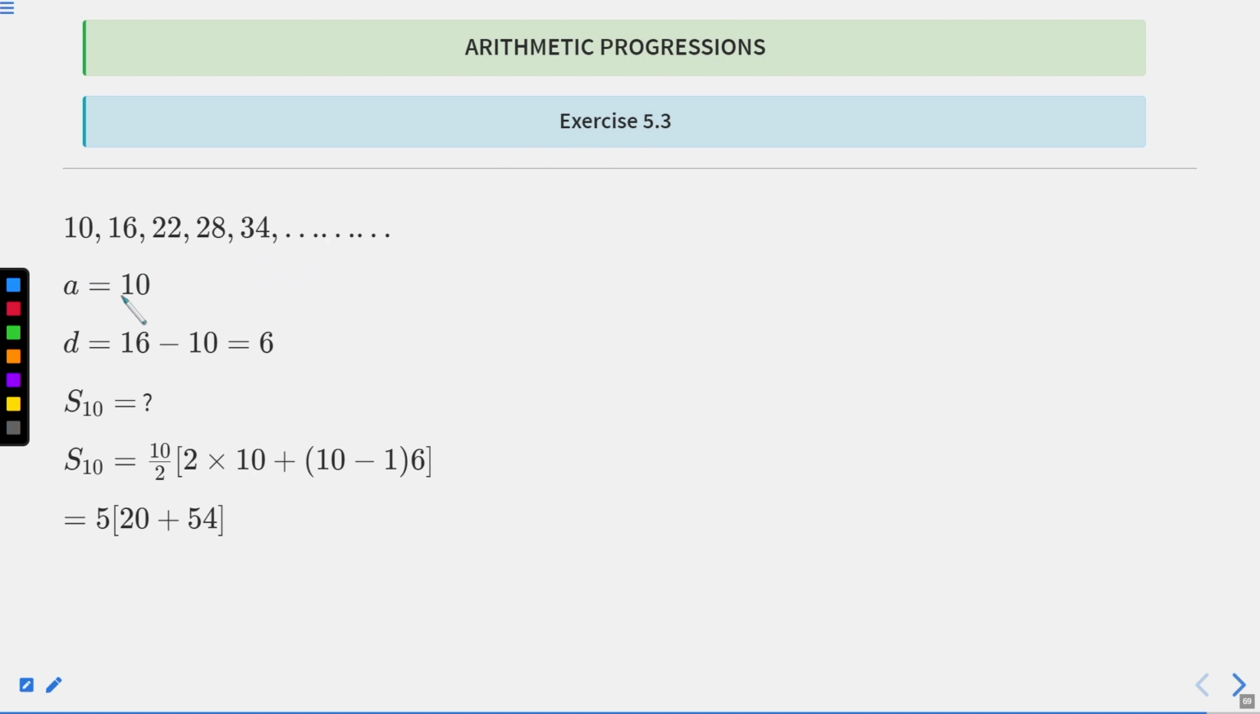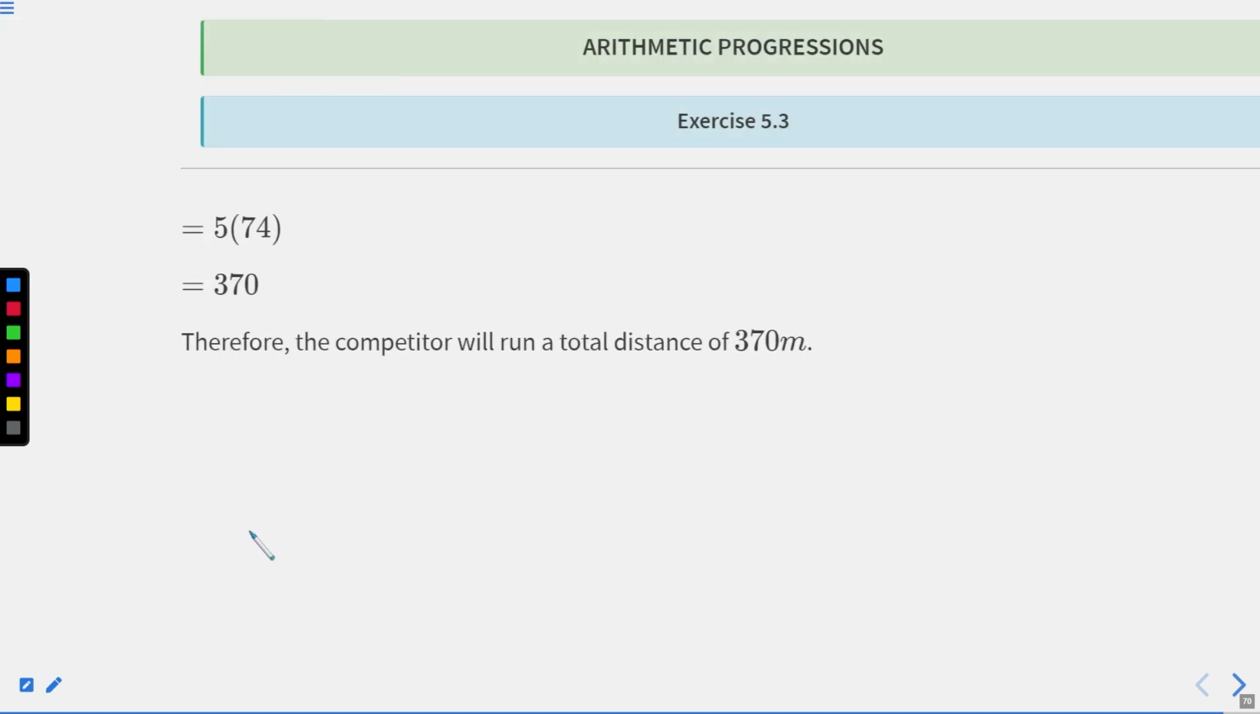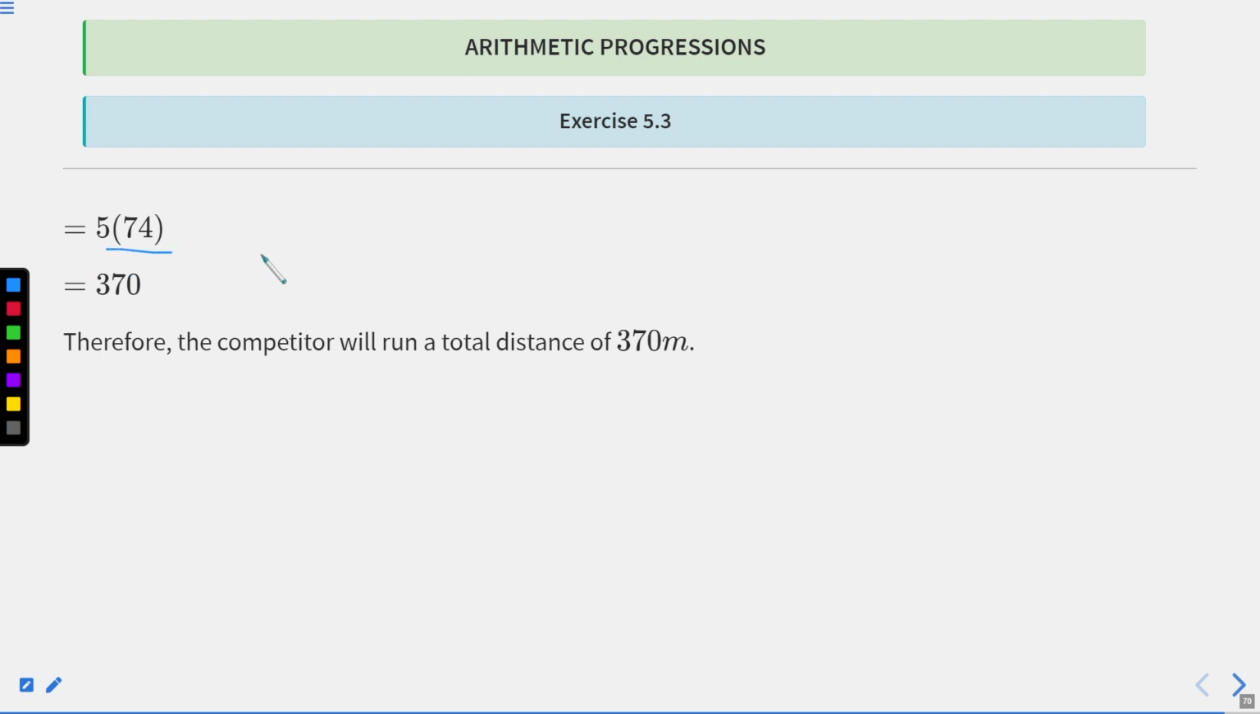And here the first term is 10, and the common difference d is equal to 16 minus 10, that is equal to 6. Okay, so S10 is equal to 10 by 2 times 2 into 10 plus 10 minus 1 times 6, and this is equal to 5 times 20 plus 54. Now this is equal to 5 times 74, and this is equal to 370. So therefore the competitor will run a total distance of 370 meters.